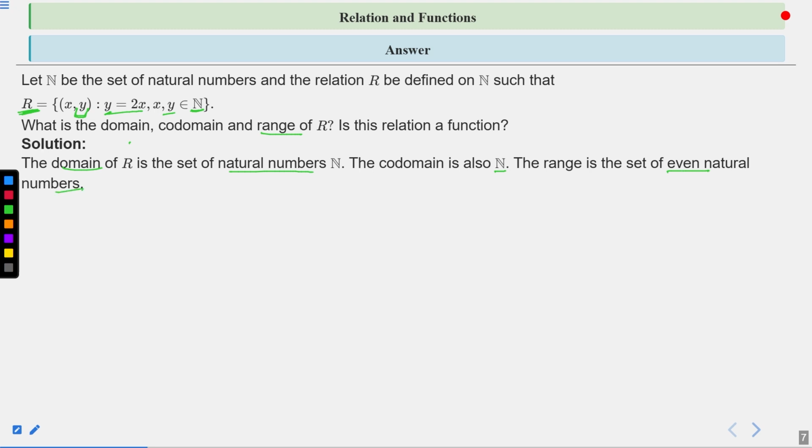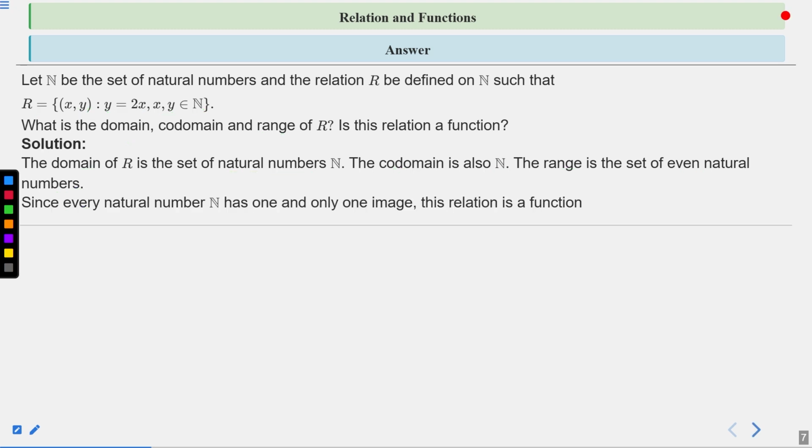Clear? And keep one thing in your mind, that the range set will always be a subset of your codomain set. Always. If the codomain and range sets are the same, then you will see that this is some kind of special function. For now, just focus on the fact that the range will always be a subset of the codomain.